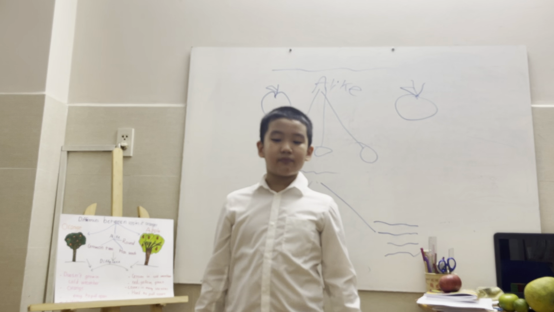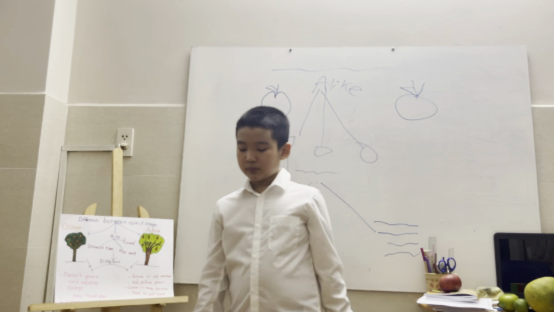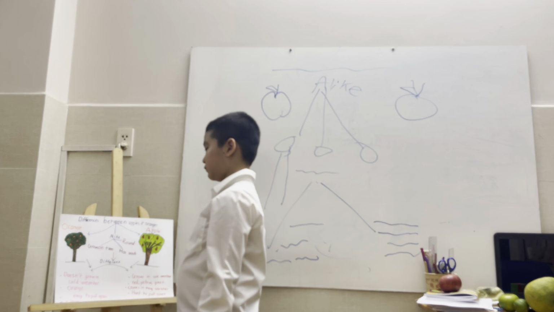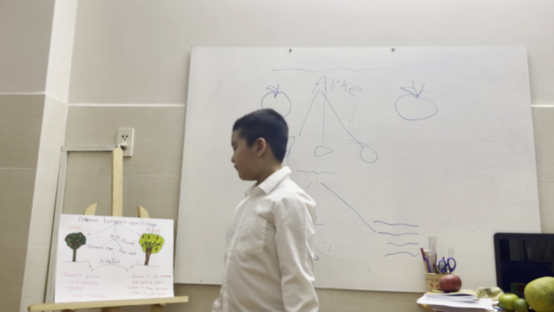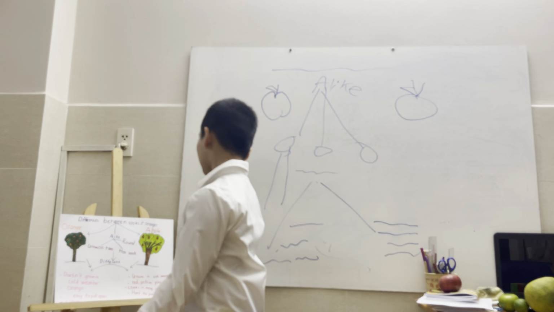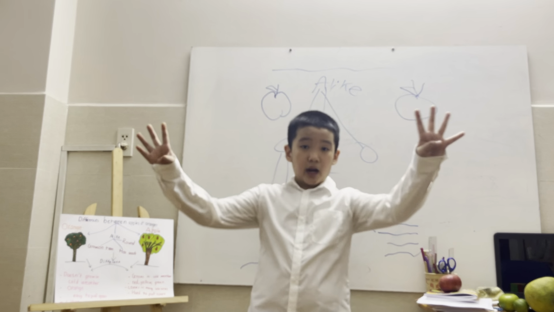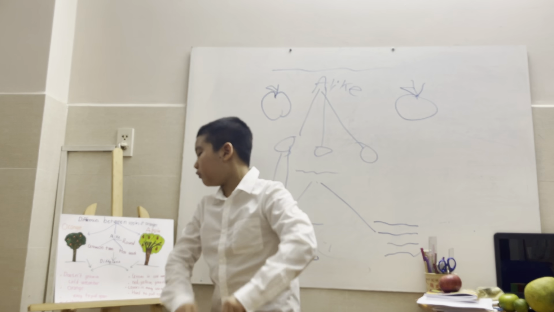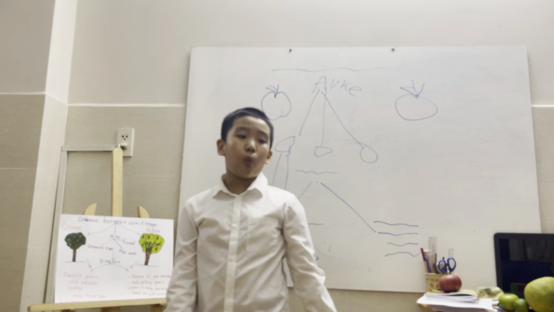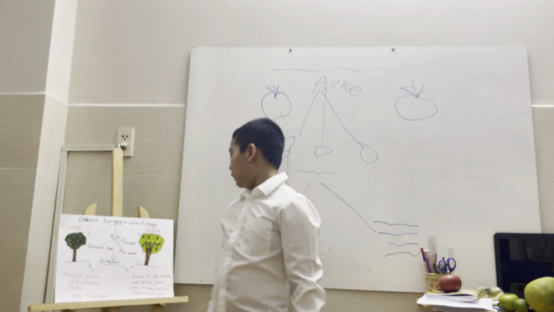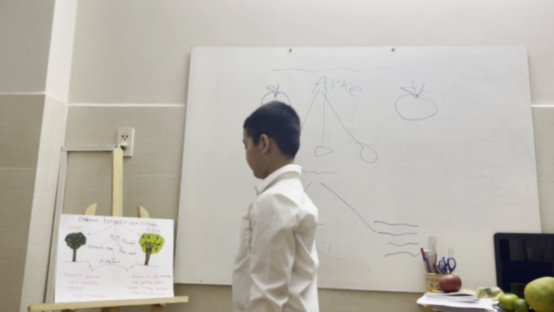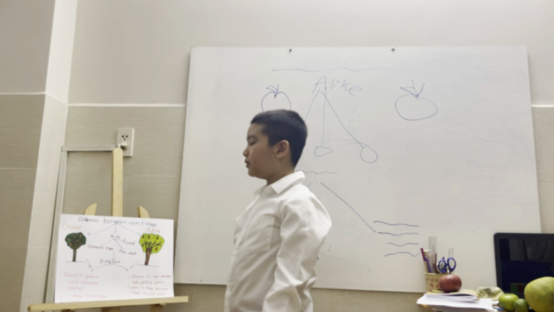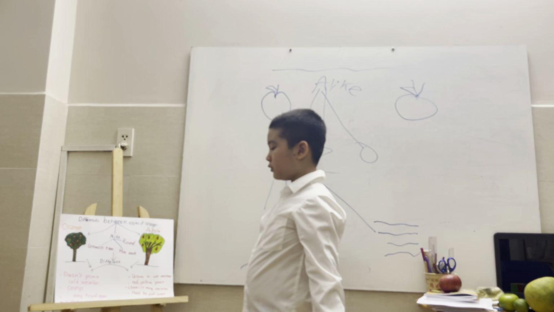Now let's have some review questions. The first review question: what grows in cold weather? 10, 9, 8, 7, 6, 5, 4, 3, 2, 1, 0. Have you found the answer? Well, the answer must be apples grow in cold weather. Now let's move on to the next question.